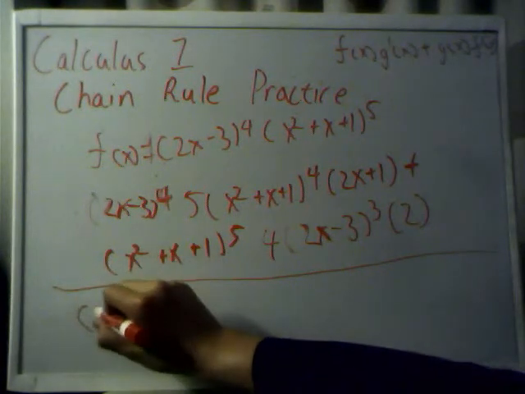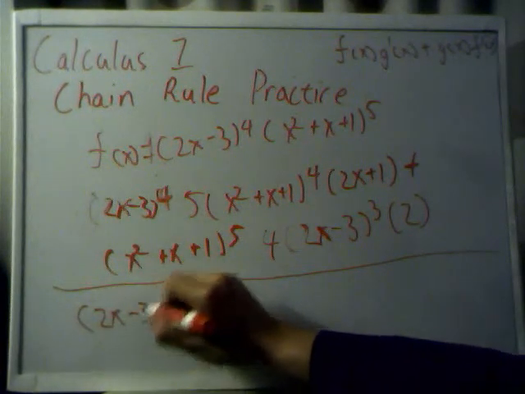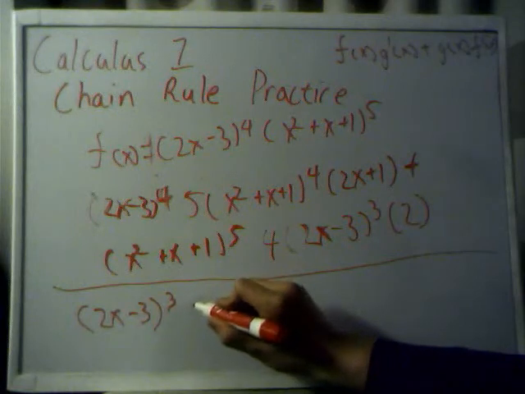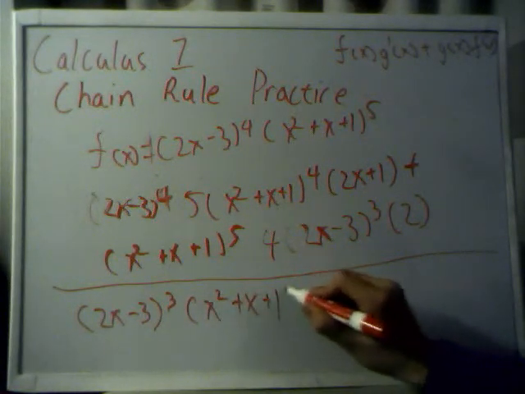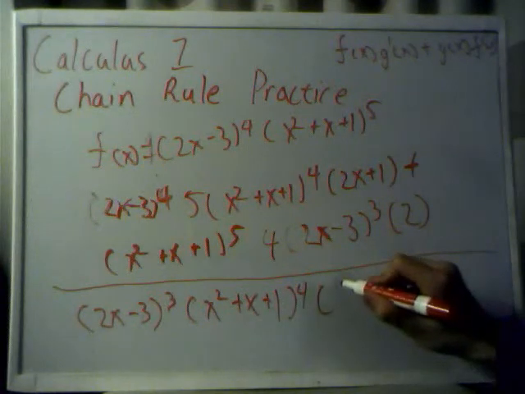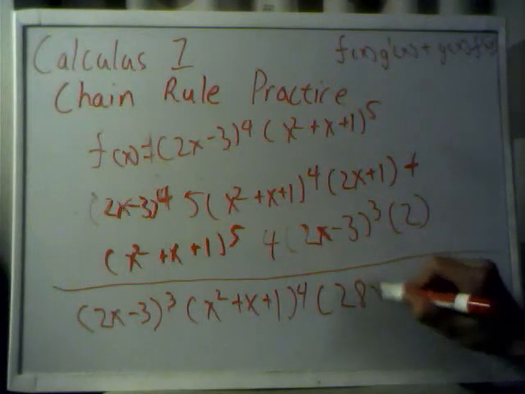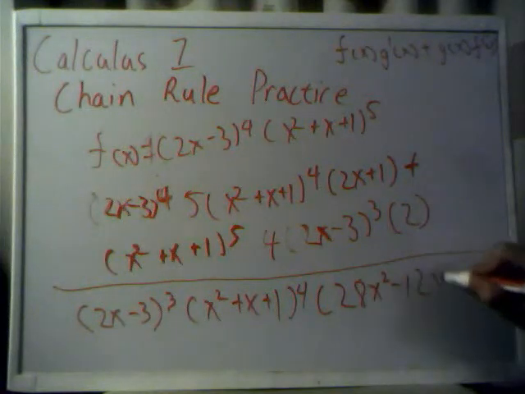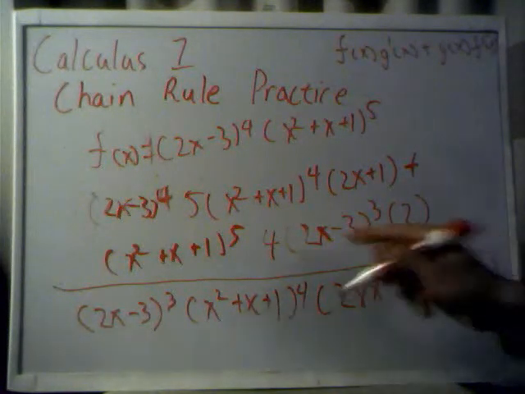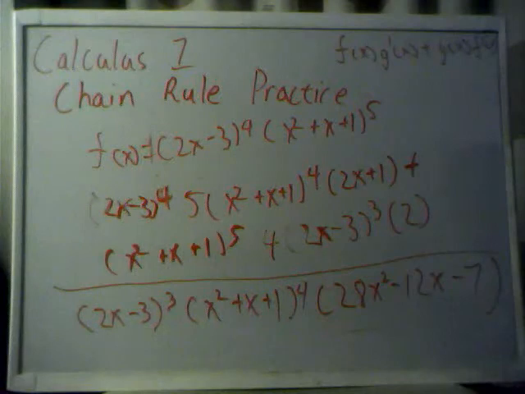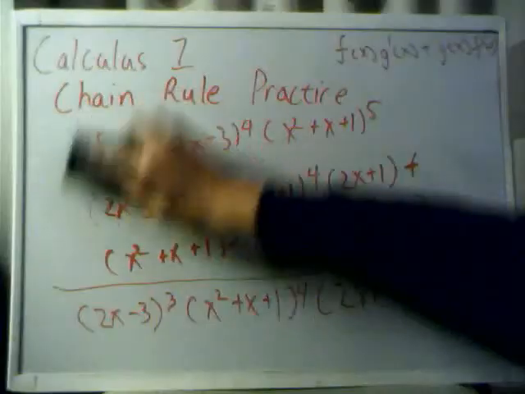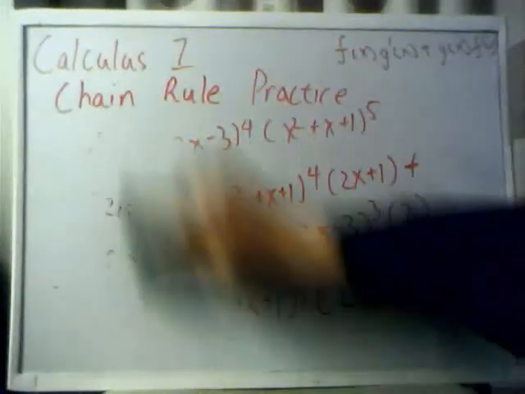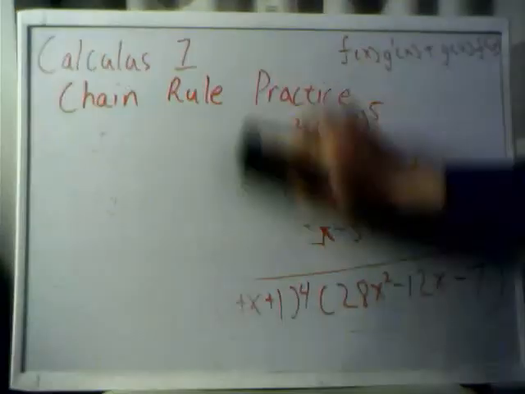So you have (2x - 3)^3 times (x^2 + x + 1)^4 times (28x^2 - 12x - 7). So after you factor things out, this is the answer you'll get. Alright, so by using chain rule and product rule, you get from here to here. Alright, so let's move on to our last example. This one will also be a fun one.